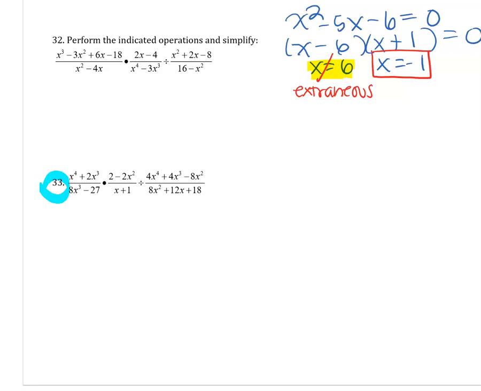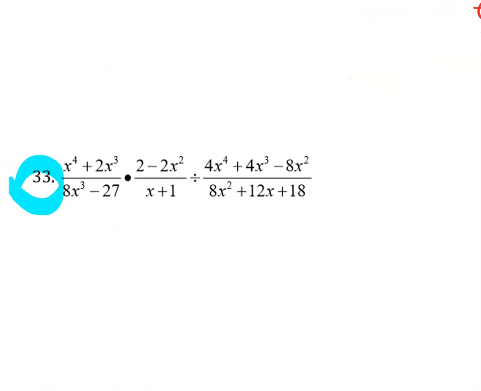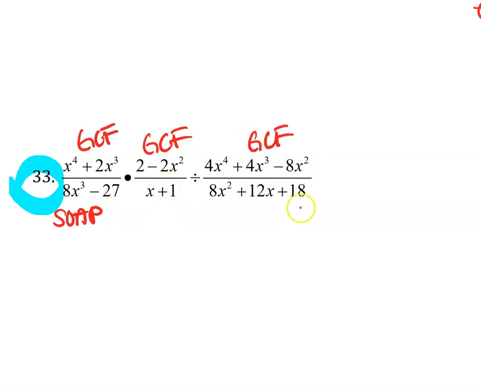So it's worthwhile going through and even just identifying the type of factoring that each thing is going to be. For instance, the top here looks like a GCF. This is SOAP. That looks like another GCF. X plus 1 is fine. This looks like a GCF I can pull out, and it looks like there's a GCF in the bottom of that one as well.